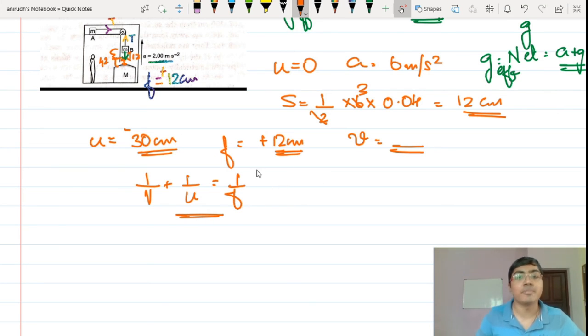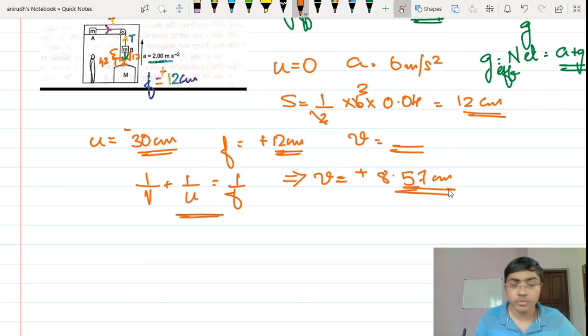I'm not solving this mathematical calculation, because if I do that, then the length of this video will be too much. This is a very simple calculation. You can do that at home. Once you do that, v will be equal to plus 8.57 centimeter. You will be getting this particular value in that particular question.